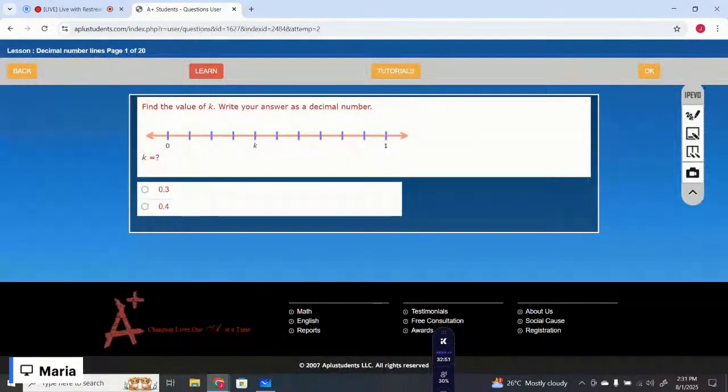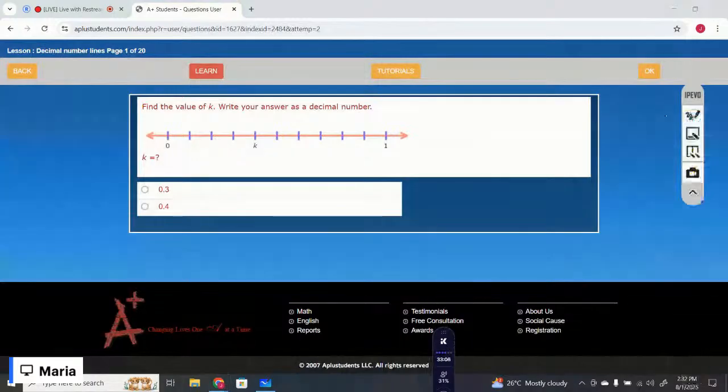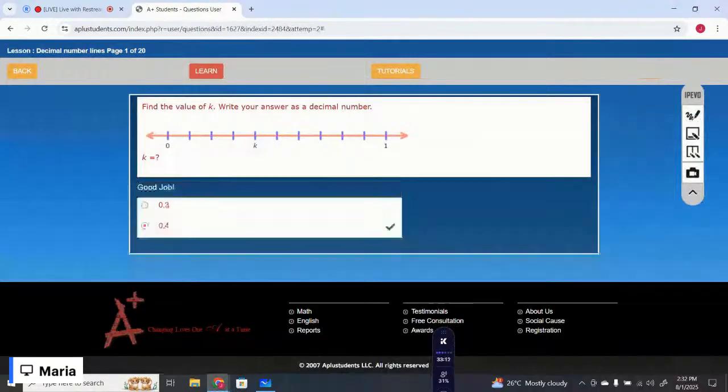Find the value of K. Write your answer as a decimal number. 0, 0.1, 0.2, 0.3, 0.4. So K equals 0.4. The correct option is K equals 0.4. Option number 2 is the correct option. That equals 0.4.